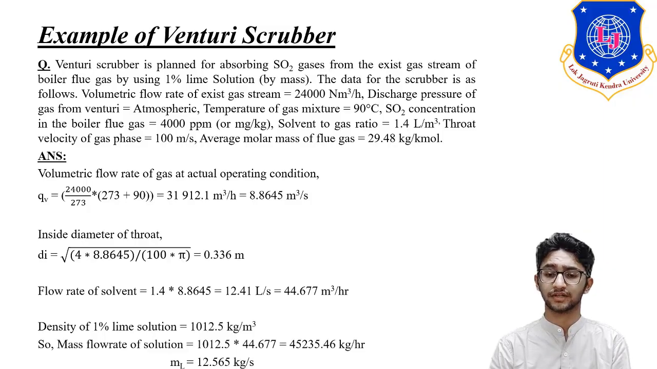So the mass flow rate of the solution will be 1012.5 multiplied by 44.677, that is the flow rate of the solvent. That will be equal to 45,235.46 kg per hour. So if we convert into kg per second, it will be 12.565.